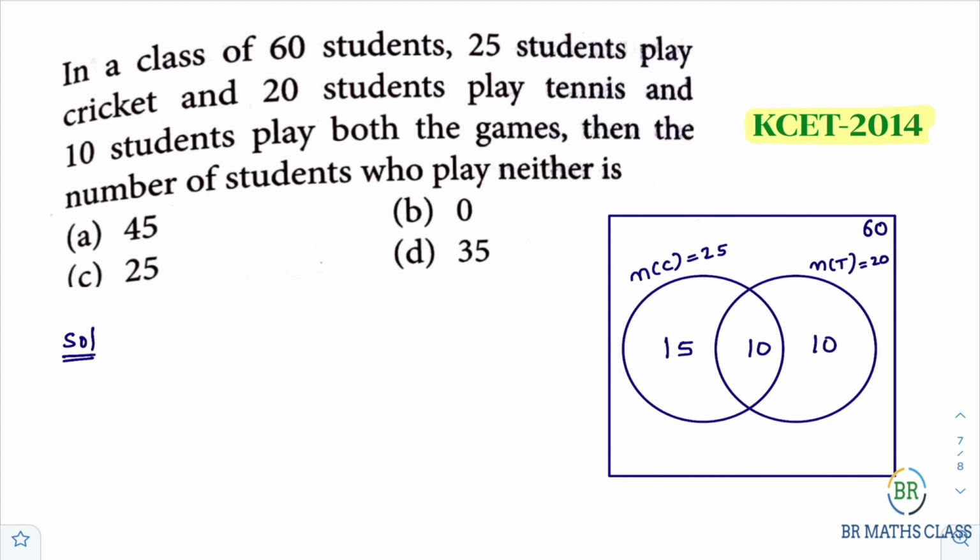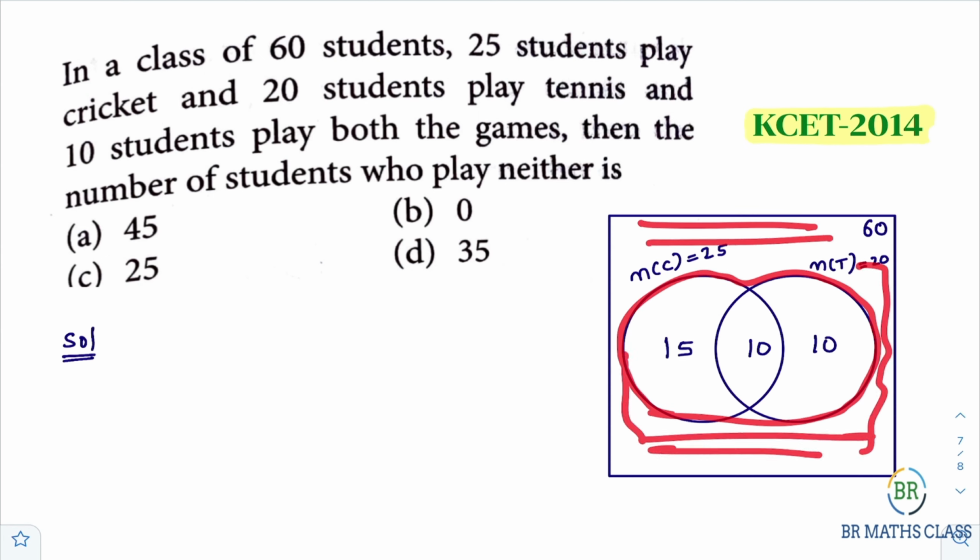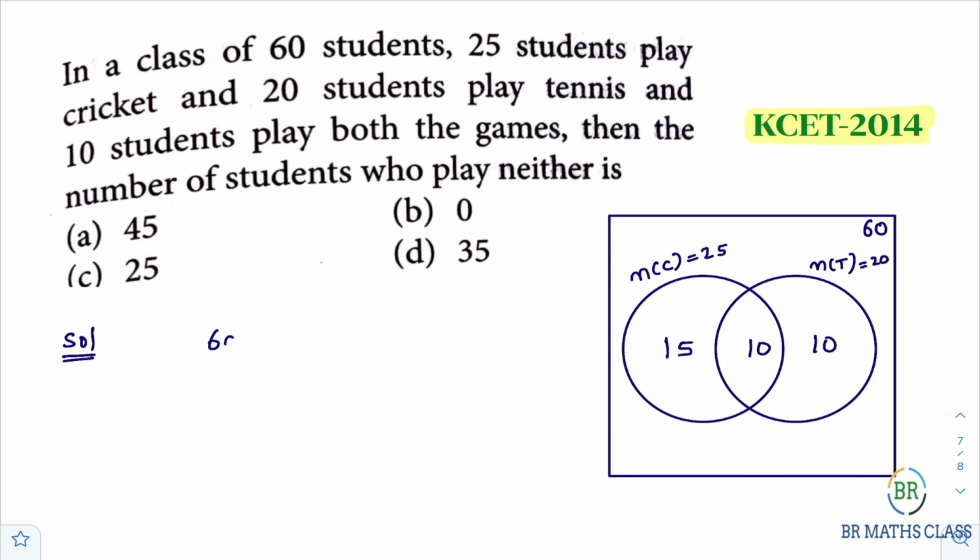What I'll do, from 60 I'll subtract this whole part. From 60, if I subtract this whole part, I'll get this zone. What is this zone? The number of students who are neither playing cricket nor tennis. So 60 minus (15 plus 10 plus 10) equals, what is this? Number of students who are playing neither.